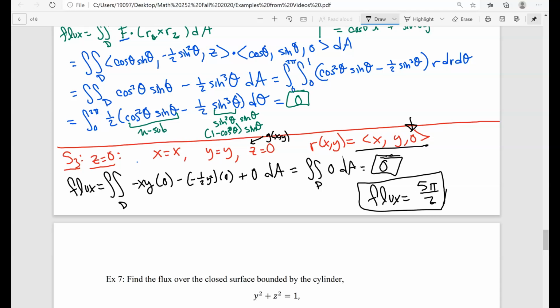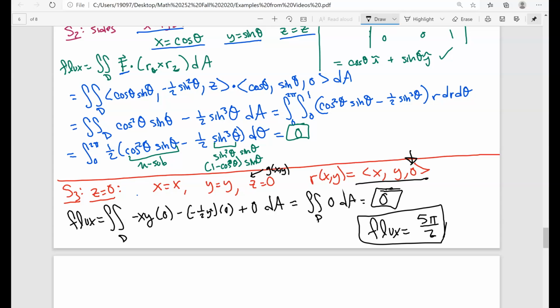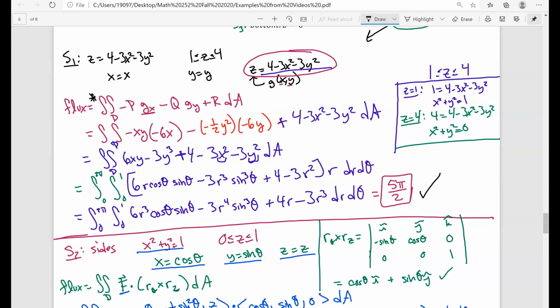So don't feel like it's always going to be like this, because sometimes you might have some flux in the other ones. But in this case, the only one that really took the hit was just this paraboloid part.